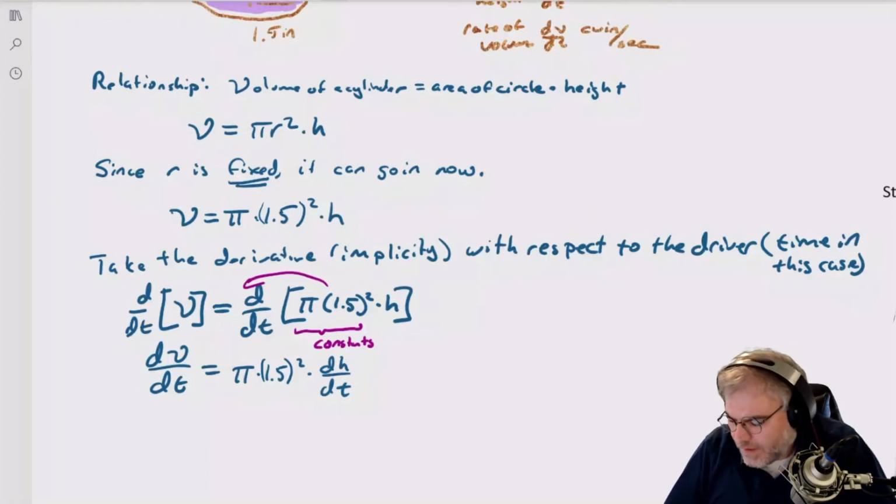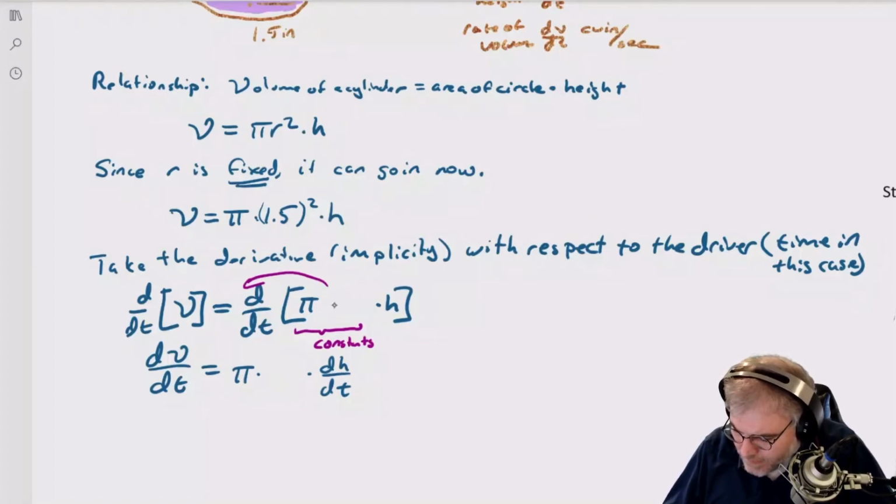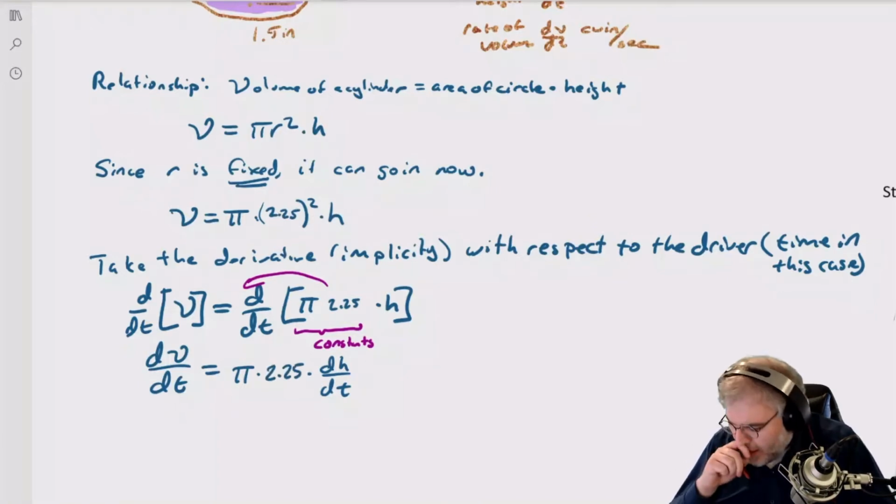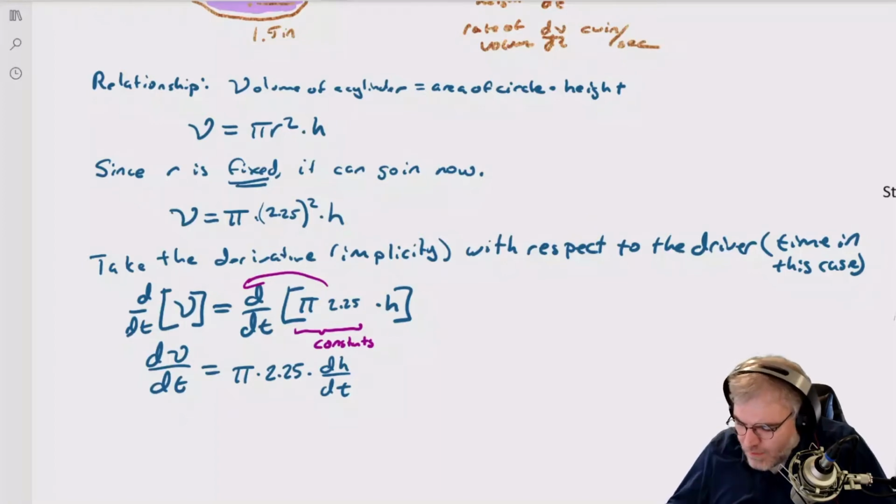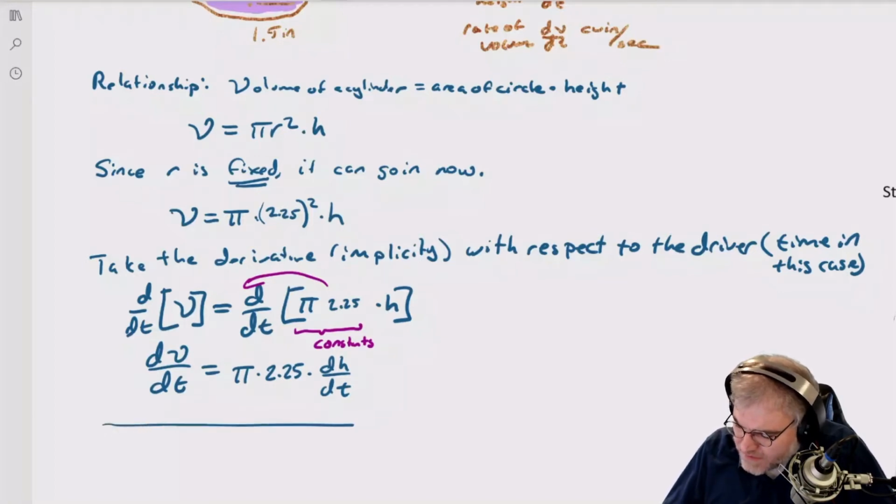Okay. Let's go ahead and put 2.25 in here, by the way. Let's just do this. All right. Well, notice now I have a relationship between the change in volume and the change in height. Okay. Now sub in the data.